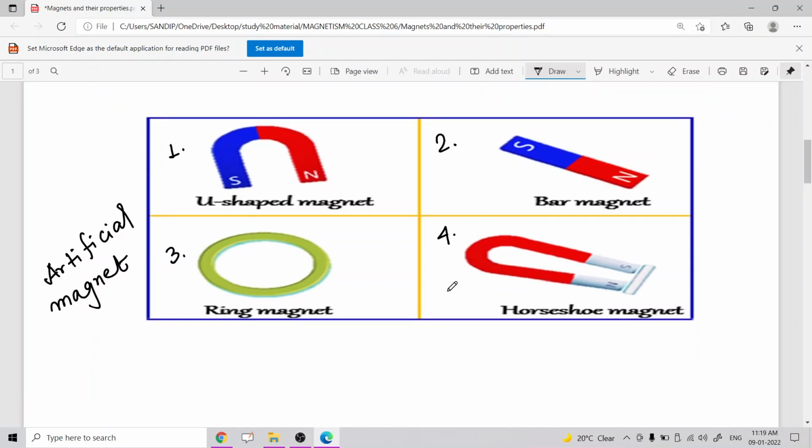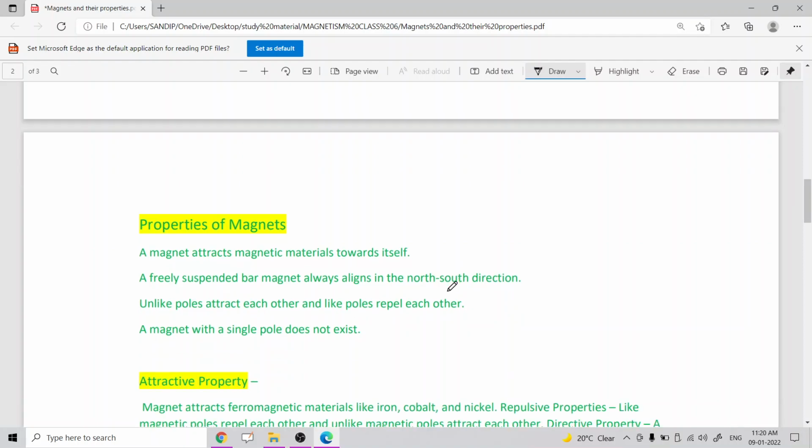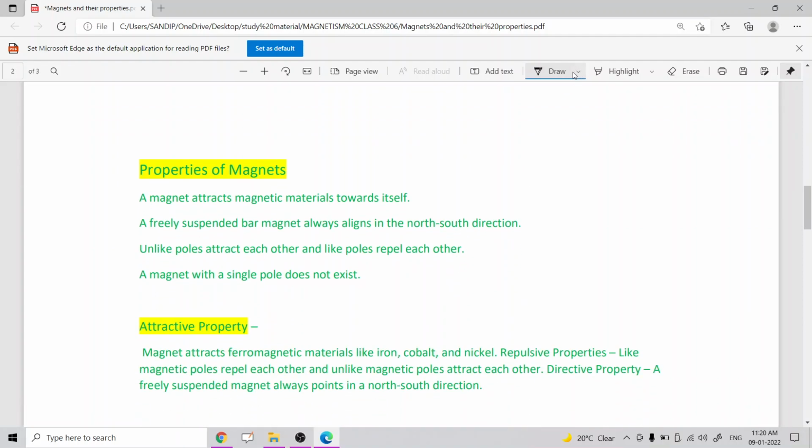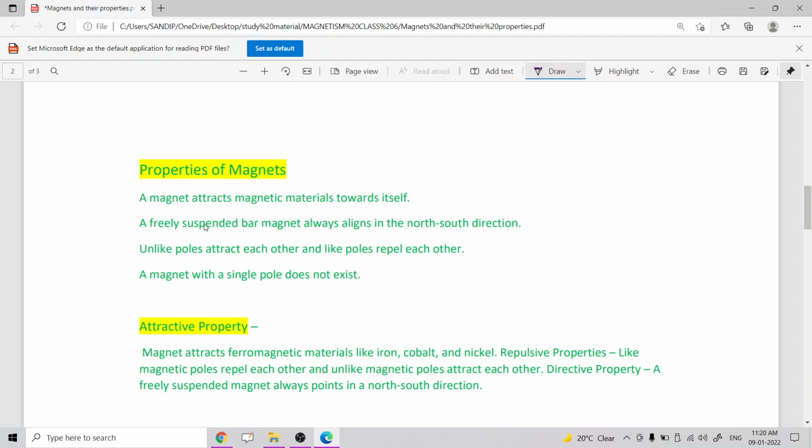Now we move to our next part, that is properties. This part is a very important part, so we just have to remember what the properties of a magnet are. The first one is that a magnet attracts magnetic materials towards itself.